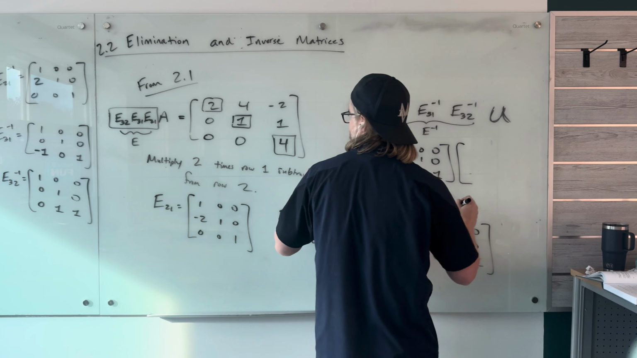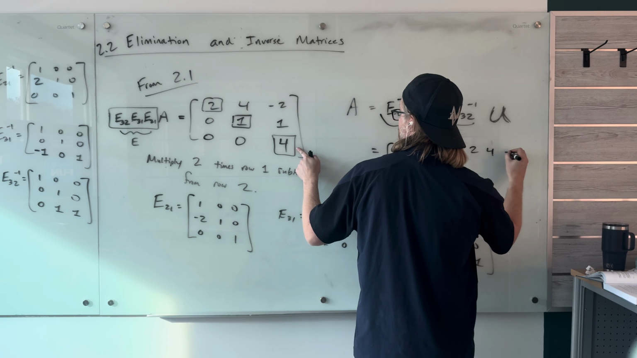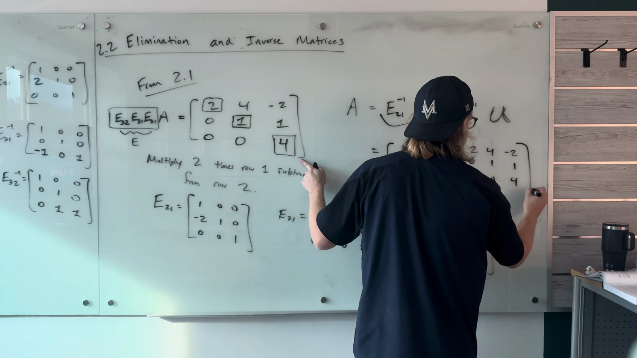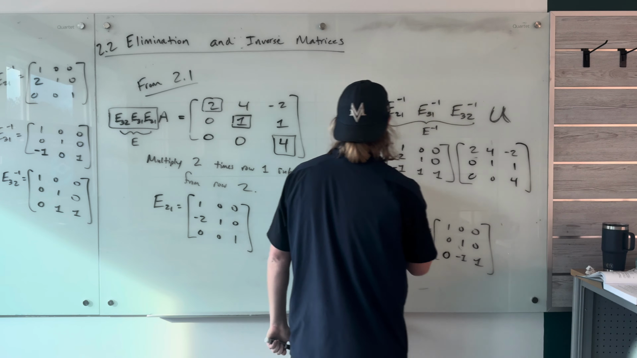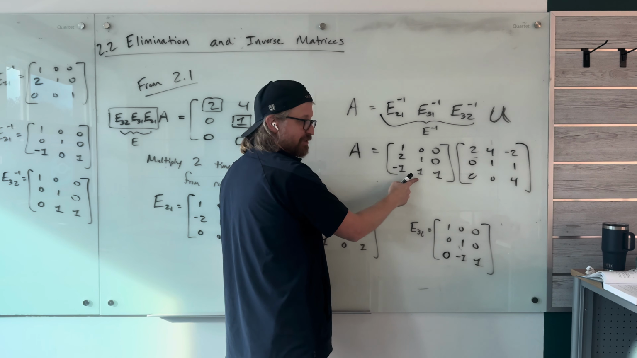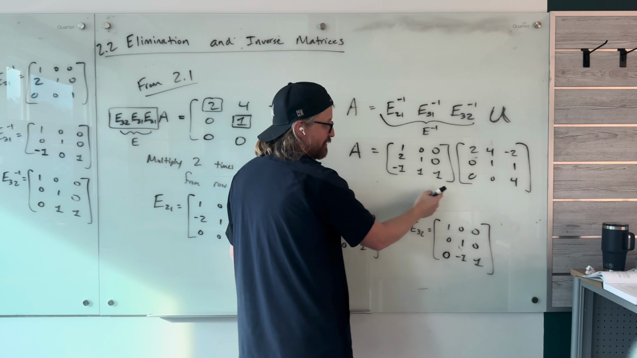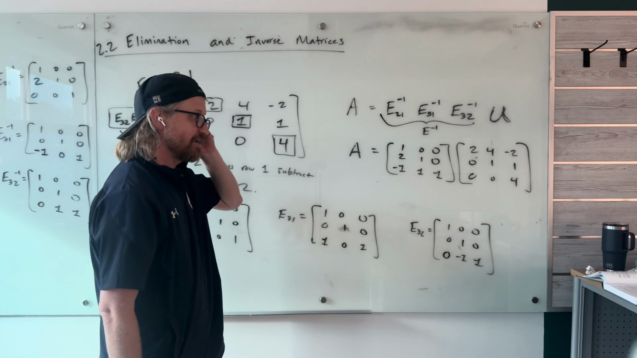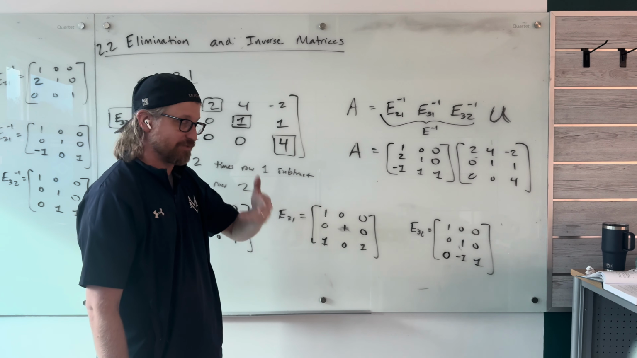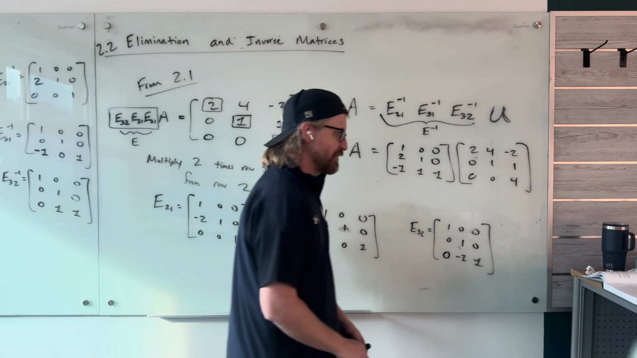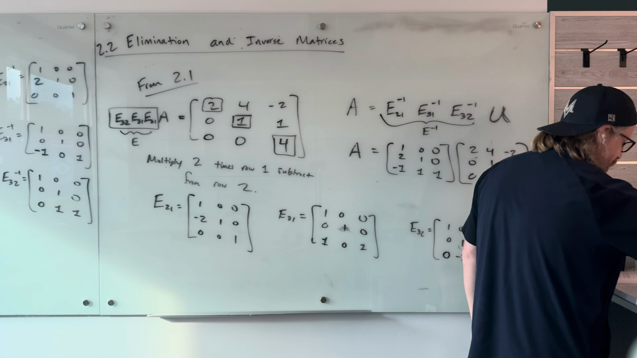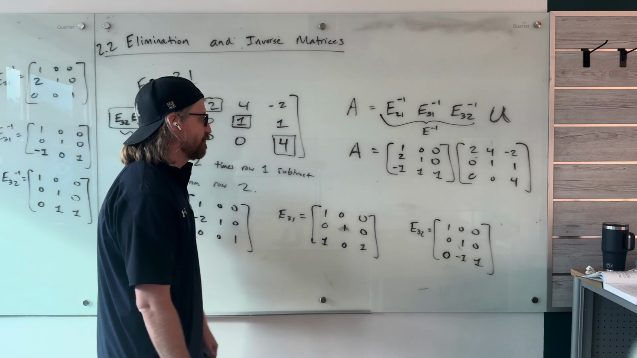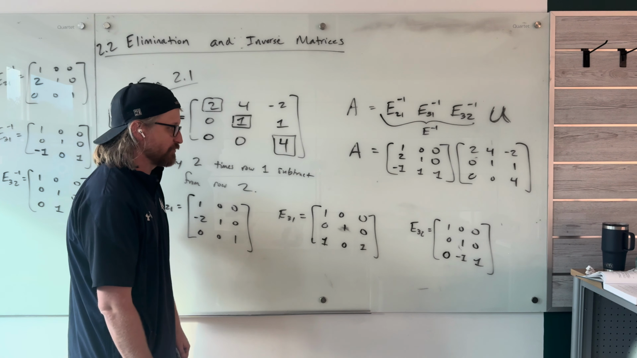If I multiply this with 2 4 negative 2, 0 1 1, 0 0 4, we would recover the original matrix A. In other words, A is equal to the inverse of this elimination matrix times the upper triangular matrix we found by doing the process of elimination. Specifically, it's called Gaussian elimination with matrices. And just to double check, in my notes I have E inverse as 1 2 1 0, negative 1 1 1. If we do this multiplication, it works.